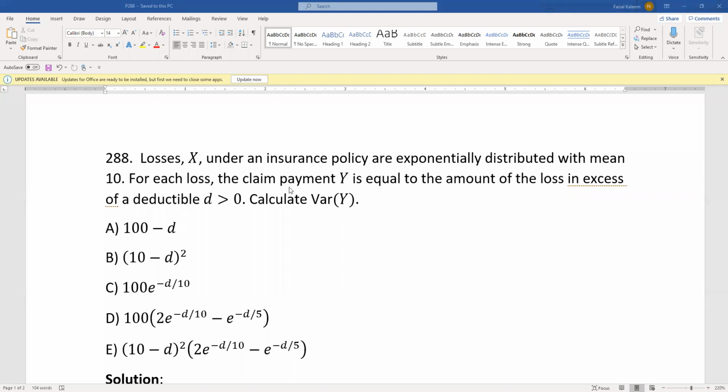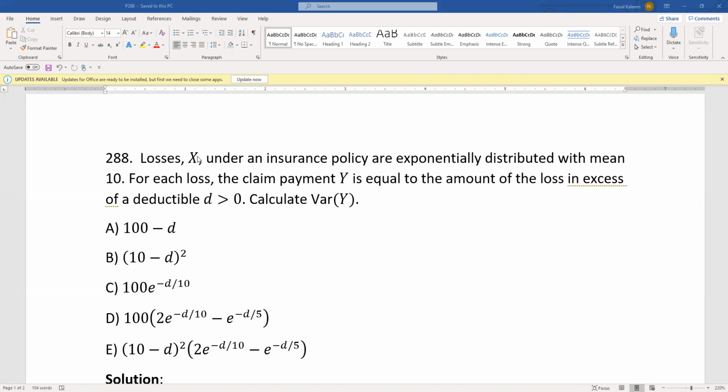Losses X under a policy are exponential with mean 10. For each loss, the claim payment Y is equal to the amount of the loss in excess of a deductible d. Calculate the variance of Y.